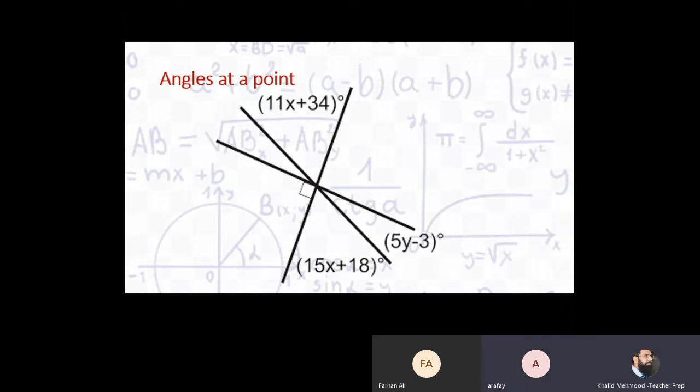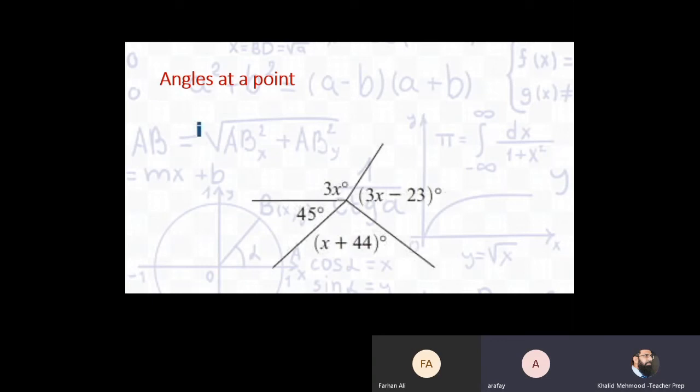I would advise you to try to solve this one. Now this is about a complete angle. This is about a complete angle, and we know that the sum of a complete angle is 360 degrees. So that's why we'll be adding all of these, and we're saying that this is 360 degrees. So let's see how we'll do it. One is 2x minus 23, one is 3x, one is 45, one is x plus 44. Now let's check it out, this is the last question, then we'll be leaving our class.